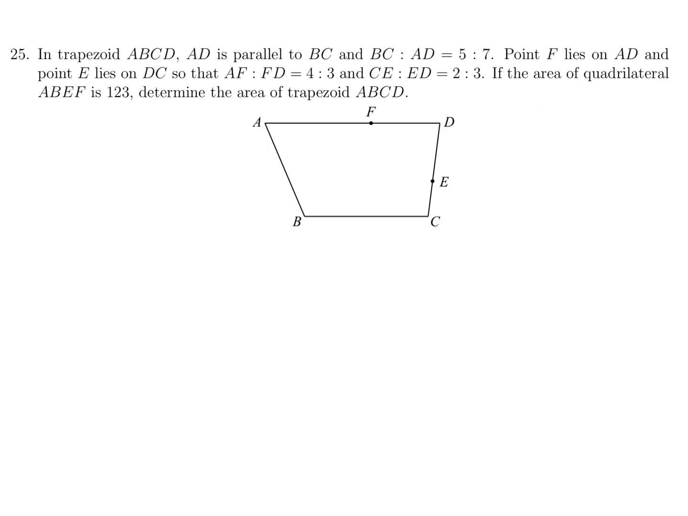In trapezoid ABCD, AD is parallel to BC and BC to AD is 5 to 7. Point F lies on AD and point E lies on DC, so that AF to FD is 4 to 3 and CE to ED is 2 to 3. If the area of the quadrilateral ABEF is 123, determine the area of trapezoid ABCD.